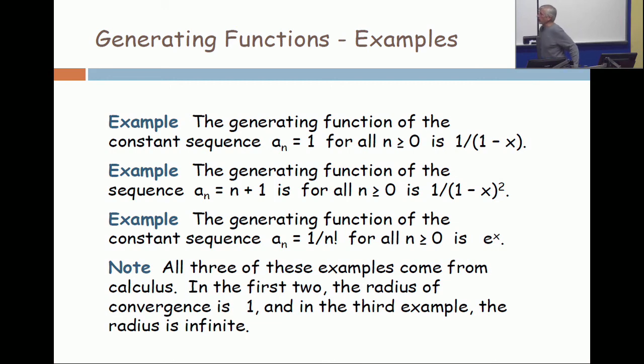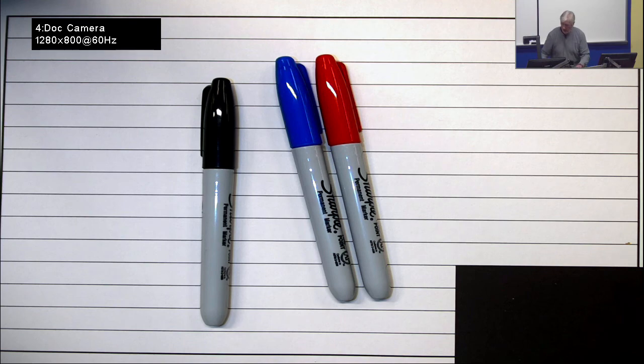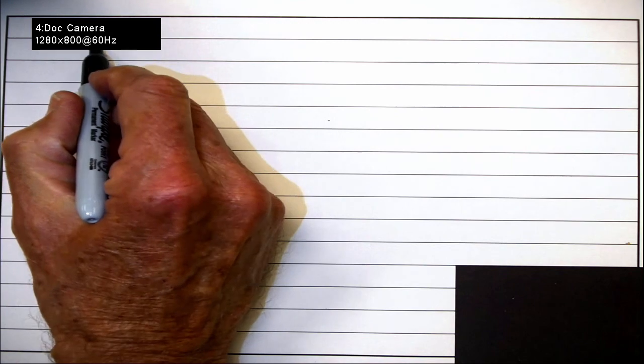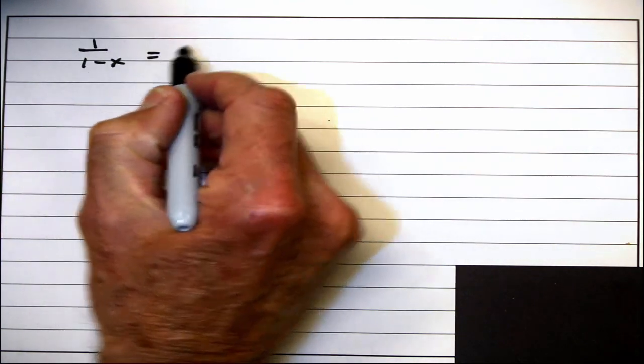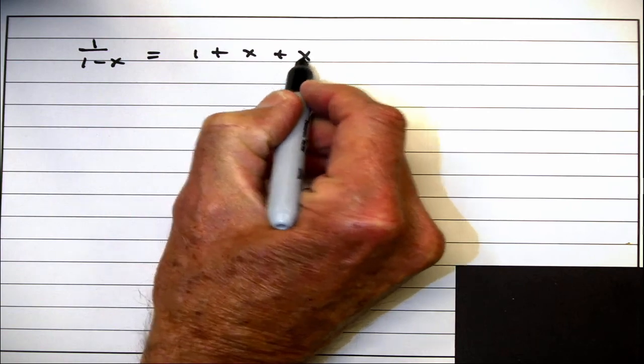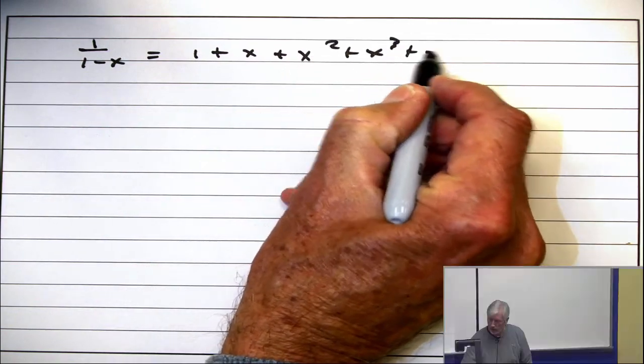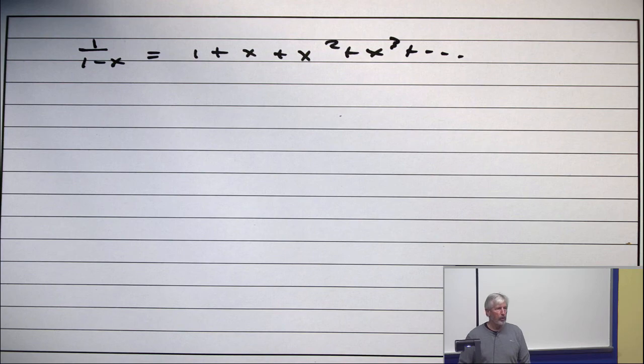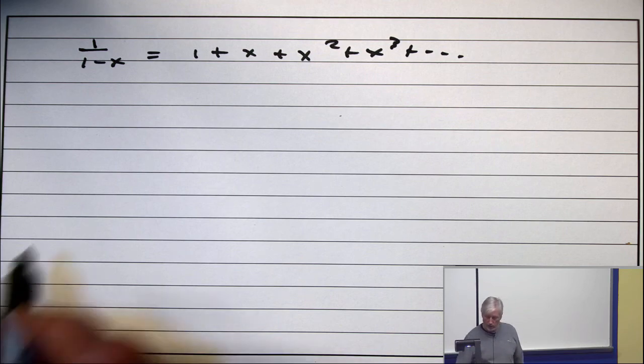All right, the generating function of the sequence an equals n plus 1, for all n greater than or equal to 0, is 1 over 1 minus x squared. Now, where does that come from? It comes just by applying calculus. Since that first function is a real function, 1 over 1 minus x is equal to 1 plus x plus x squared plus x cubed plus dot, dot, dot. That's a real function. It has a radius of convergence. That radius is 1. And so inside that radius of convergence, it can be differentiated term by term.